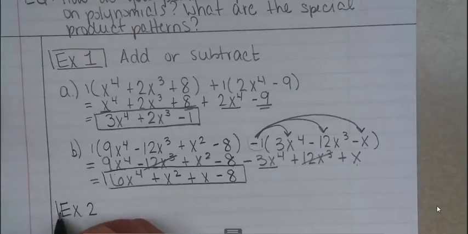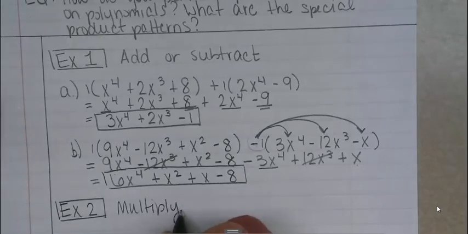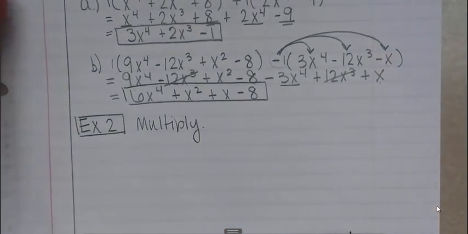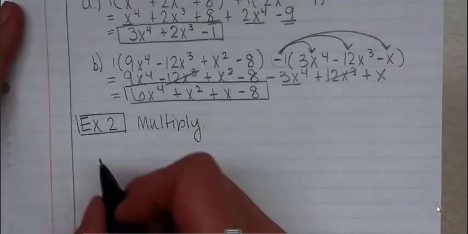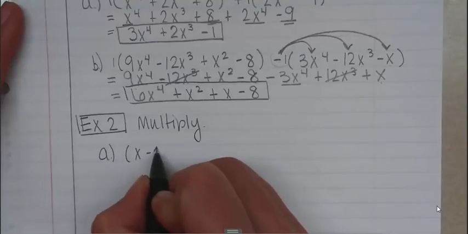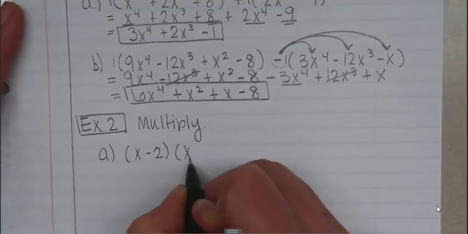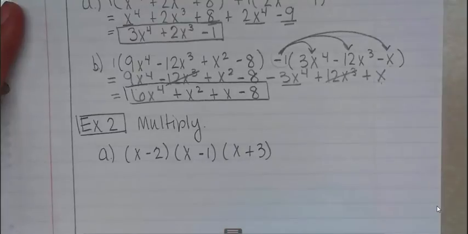Okay, example 2. We're going to multiply. Now, we've already done this. We reviewed multiplying polynomials and specifically binomials, but let's just go ahead and review this again. So this time I'm going to have 3 binomials that I'm going to have us multiply.